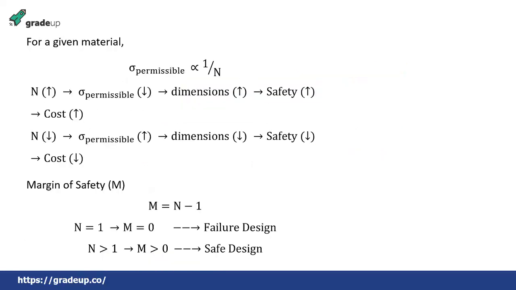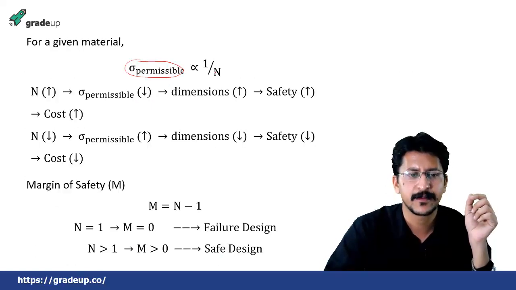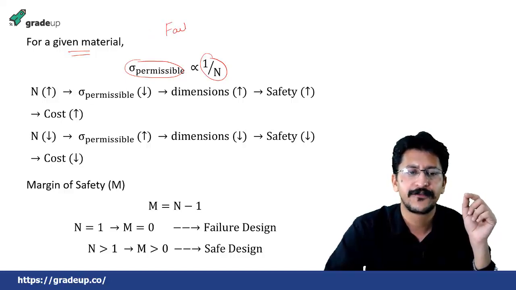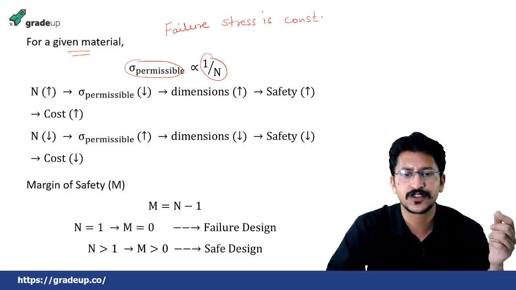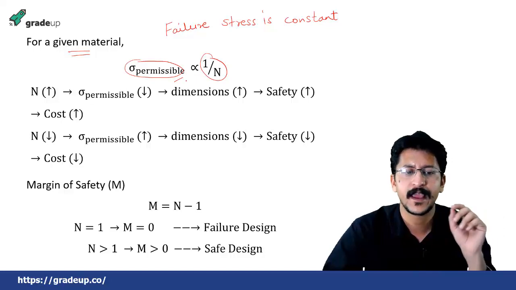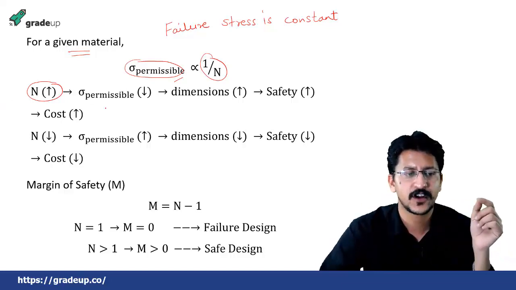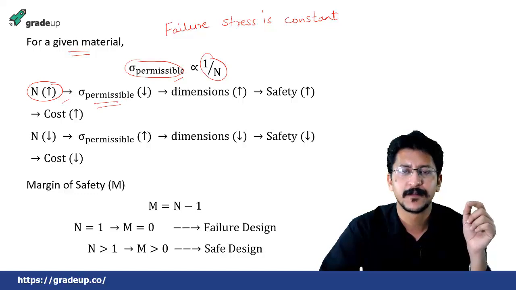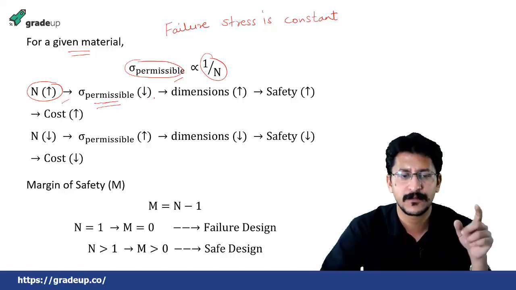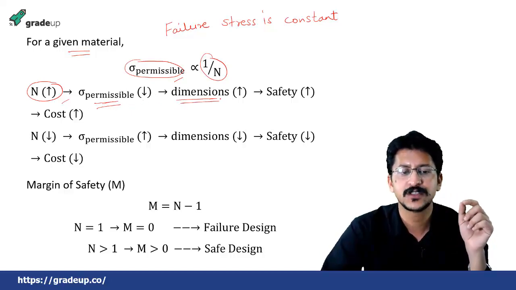From this expression you can see that the permissible stress is proportional to 1 by n for a given material, because the failure stress is constant. So sigma permissible is proportional to 1 by n. If the factor of safety is high, the permissible stress will be low because they are inversely proportional, and if permissible stress is low, then dimensions will be high.